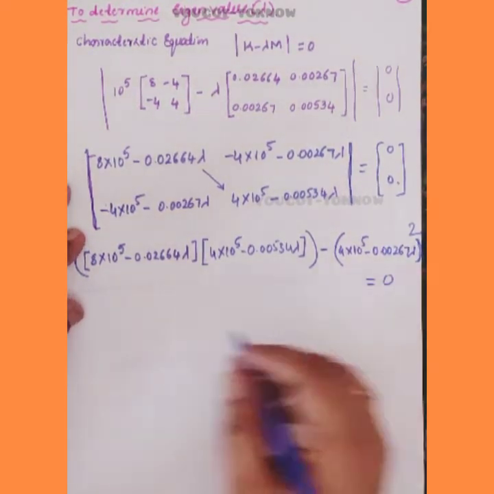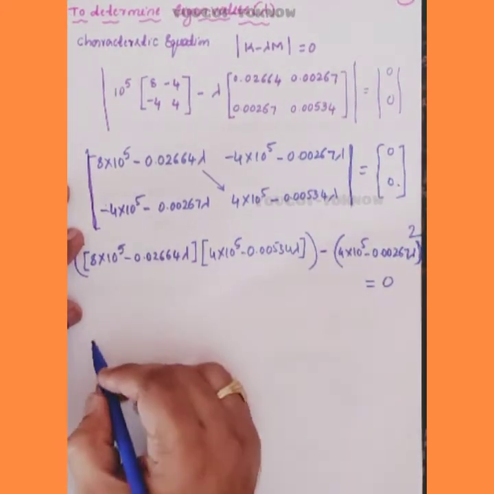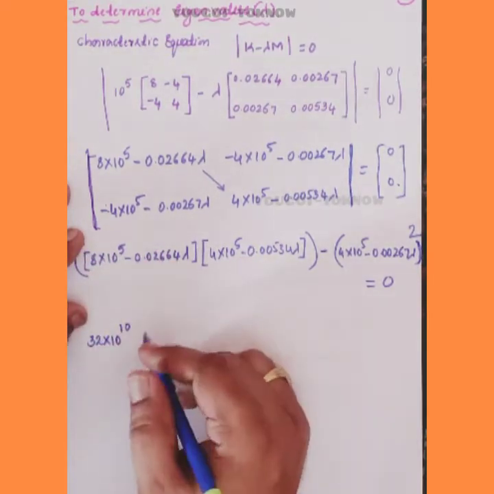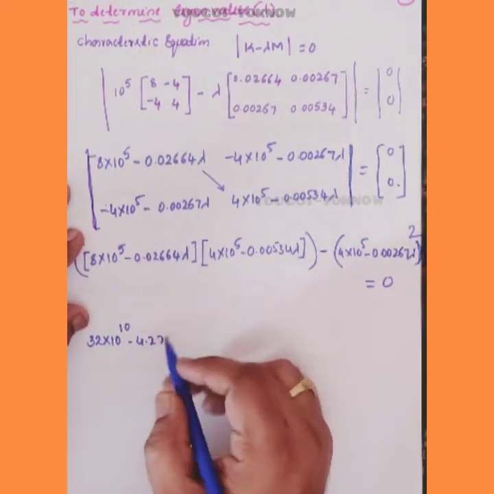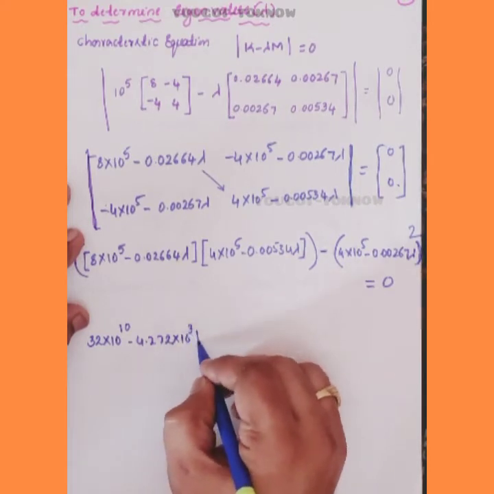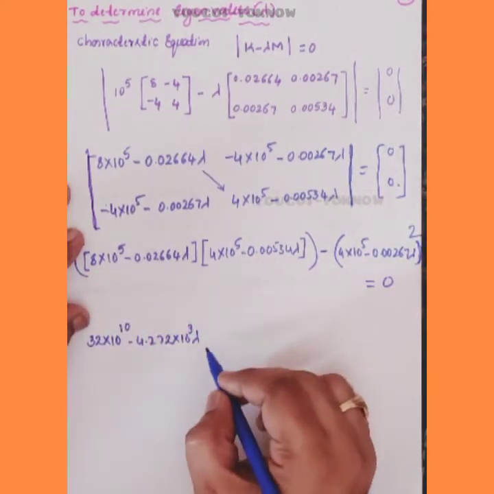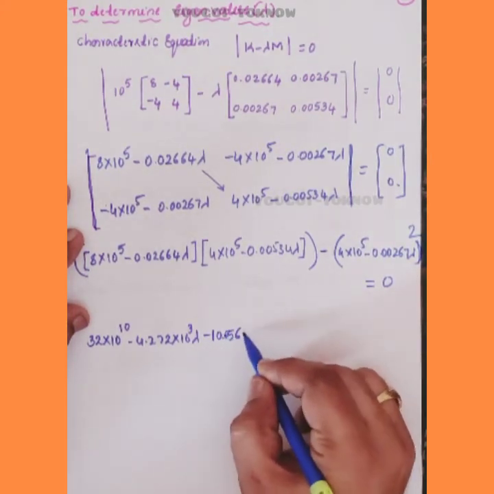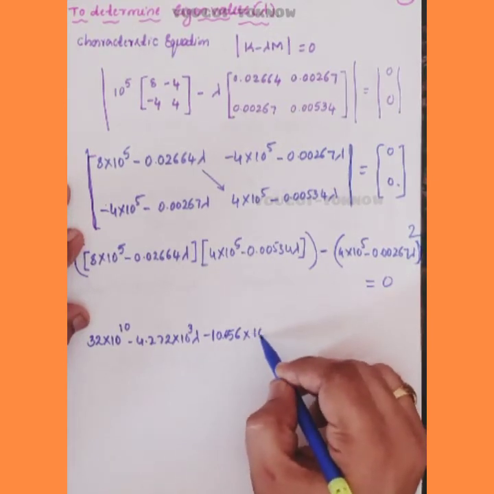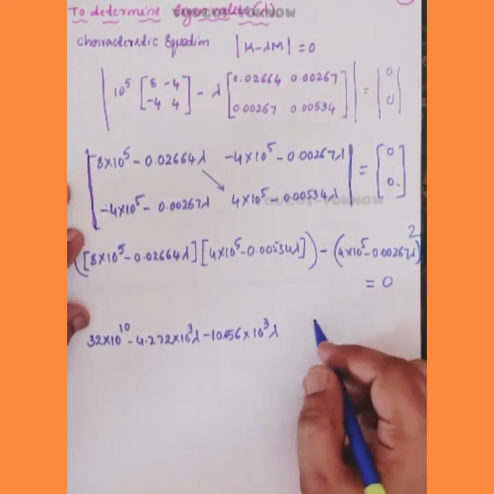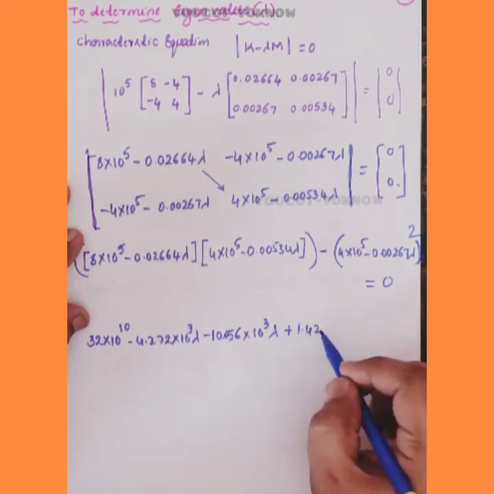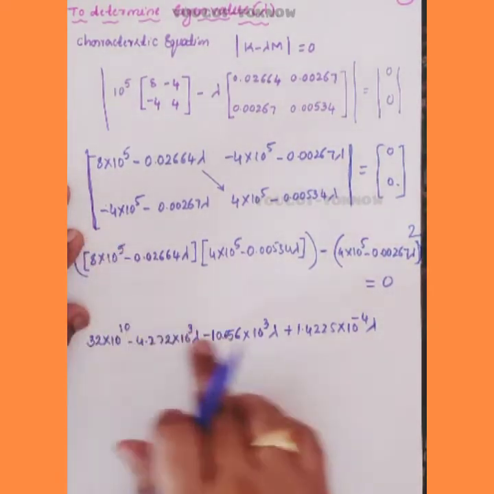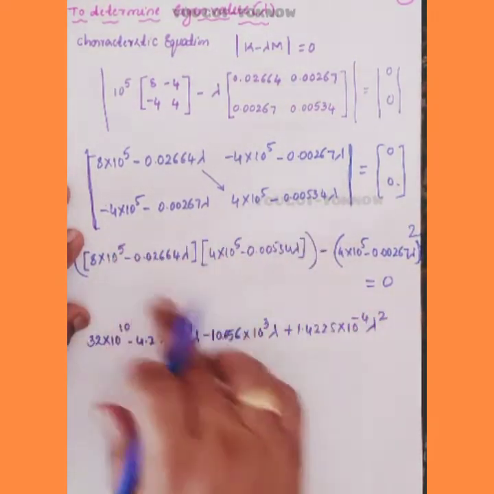Now if you simplify this, if you multiply it, you are going to get a value like this: 32 into 10 power 10. Next minus 4.272 into 10 power 3 lambda. That means first I am multiplying this with respect to this. Next minus 10.656 into 10 power 3 lambda. Next, plus 1.4225 into 10 power minus 4 lambda square, I am simplifying this.